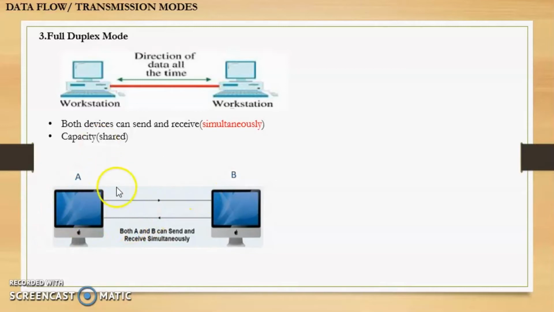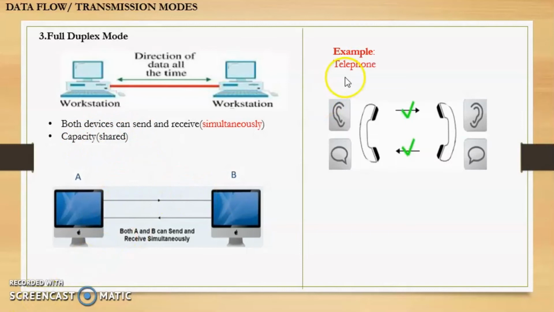Also, since both the devices are sending as well as receiving data at the same time, the capacity of the channel will be shared between the connected devices. So one of the examples of full duplex mode is the telephone, where two people can speak as well as listen at the same time.